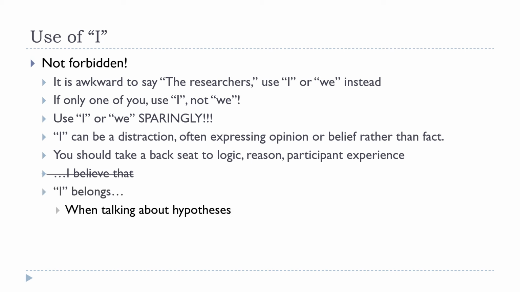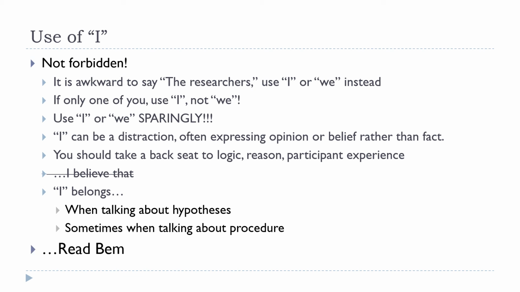Typically, I belongs when you're talking about your hypotheses, what you expect to find, and sometimes when you're talking about the procedure and what it is that you did or plan to do during the course of a study. So I really want to see I only when you're talking about your hypotheses and procedure, and to otherwise try to avoid it by focusing in on the ideas that you have as opposed to what you believe. Does that make sense? Think about it a little bit more.